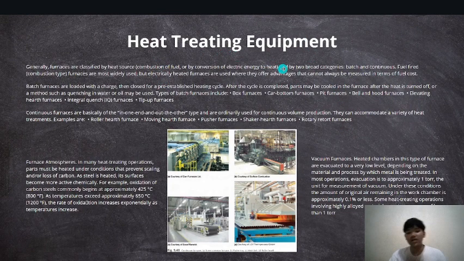Heat treating equipment. Generally, furnaces are classified by heat source, either combustion of fuel or conversion of electric energy to heat, and by two broad categories: batch and continuous. Fuel-fired combustion furnaces are most widely used, but electrically heated furnaces are used when they offer advantages that cannot always be measured in terms of fuel cost.